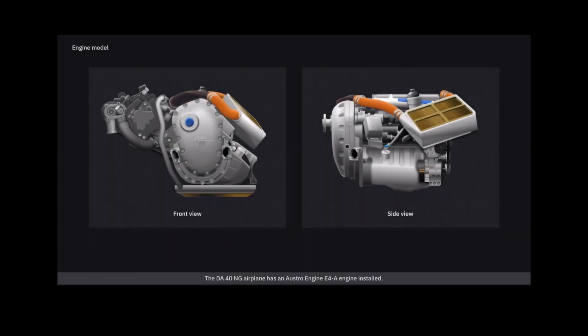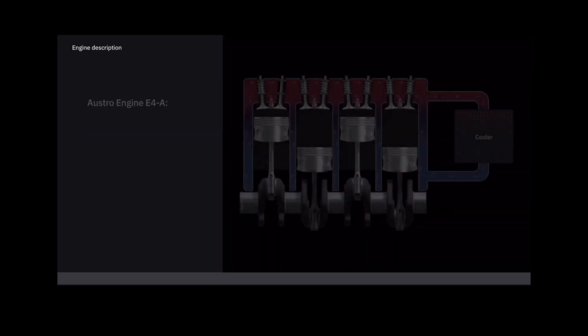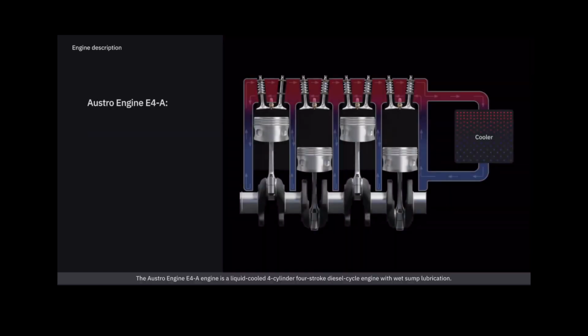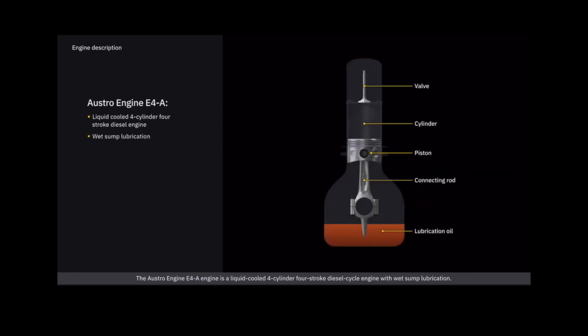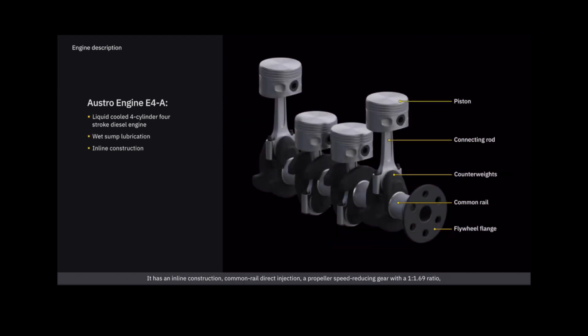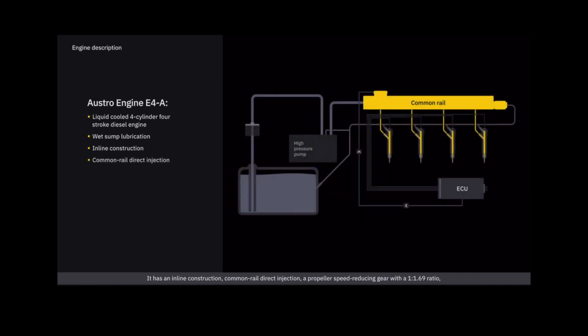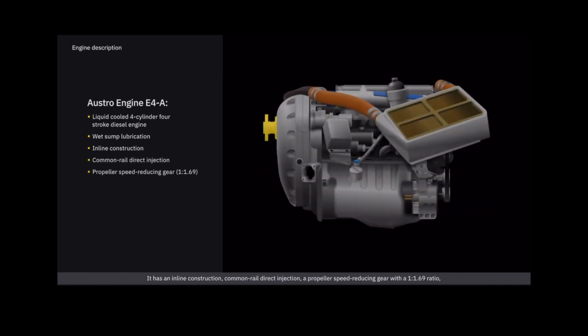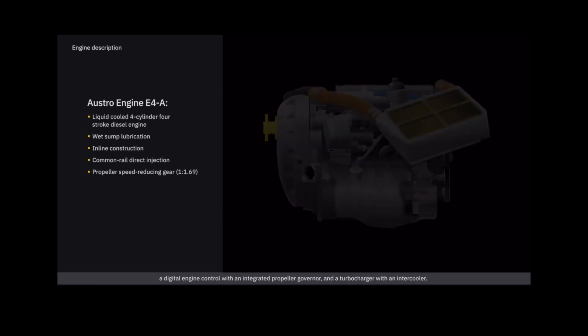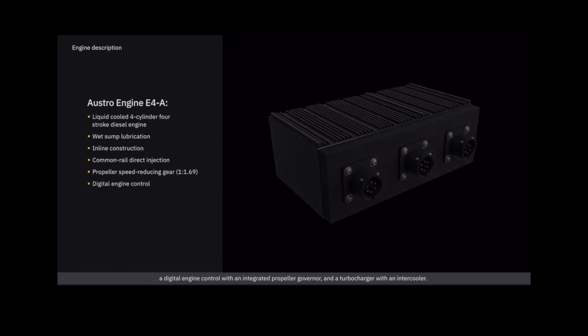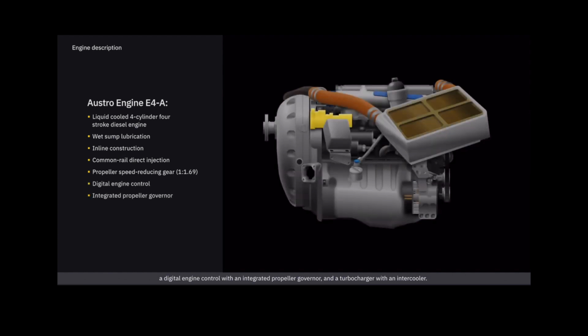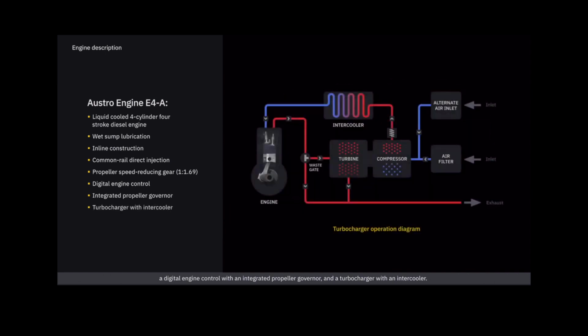The DA40NG airplane has an Austro Engine E4A engine installed. The Austro Engine E4A engine is a liquid-cooled, 4-cylinder, 4-stroke diesel cycle engine with wet sump lubrication. It has an inline construction, common rail direct injection, a propeller speed reducing gear with a 1 to 1.69 ratio, a digital engine control with an integrated propeller governor, and a turbocharger with an intercooler.